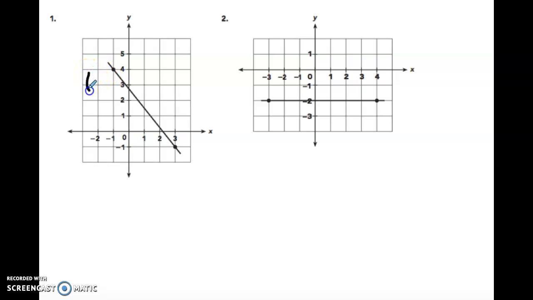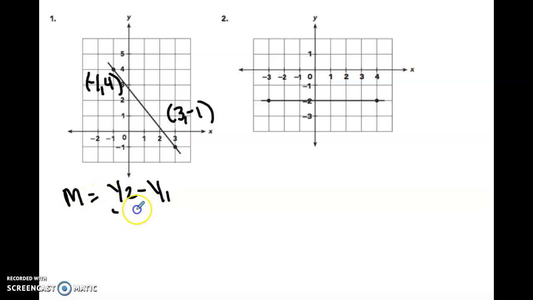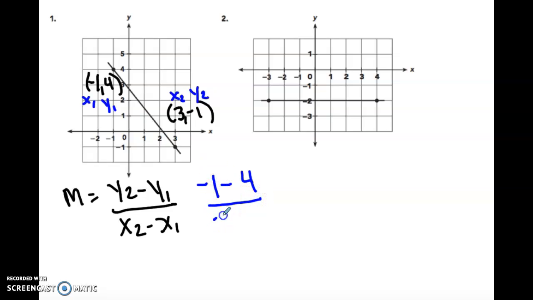So let's see here. We have (-1, 4) and (3, -1). Now we can do our formula. Slope is m, y2 minus y1 over x2 minus x1. And I'm going to go back and label these points x1, y1, x2, y2, so we don't get confused. So y2 is -1 minus y1, which is 4. x2 is 3 minus x1, which is -1.